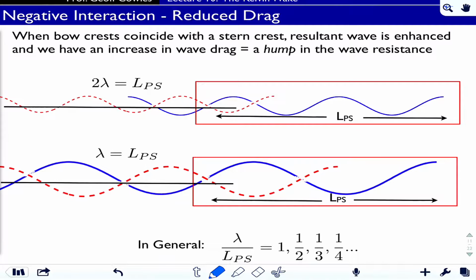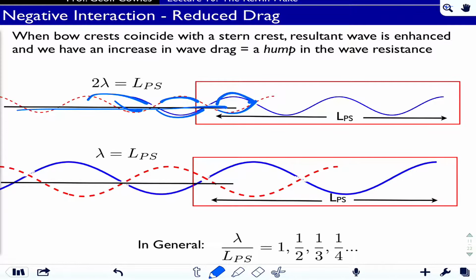Reduced drag. So for reduced drag we're looking for the opposite scenario. We want peak to trough. We want the peak of the bow wave interacting with the trough of the stern wave. They're completely out of phase, and this will produce a cancel wave. You add these two waves together, you get nothing.